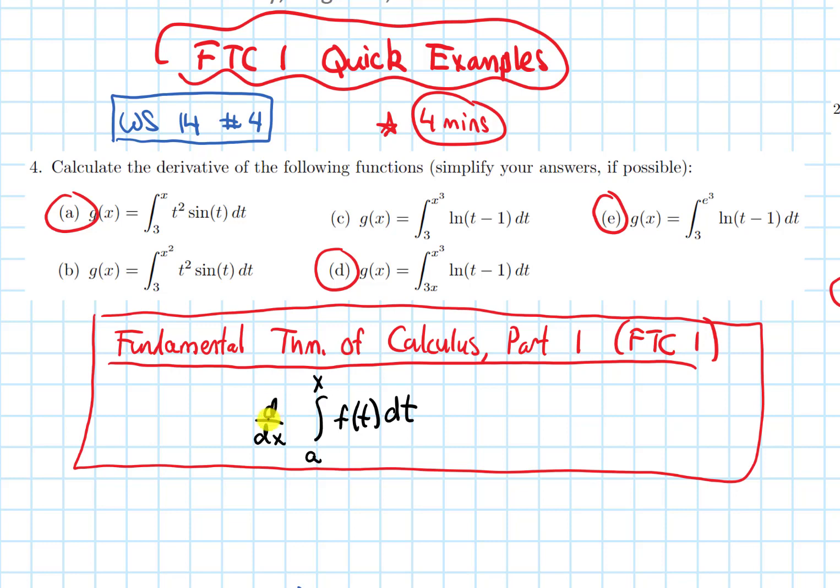So if I take the derivative with respect to x of a definite integral where the bottom limit of integration is a constant, the upper limit of integration is the variable x, and then I have this function f of t. Okay, so the variable inside of the integral is different than the one up here. FTC part 1 says that this derivative of this area function ends up just being f of x. It ends up just being the function in the integral, but the t changes to an x.